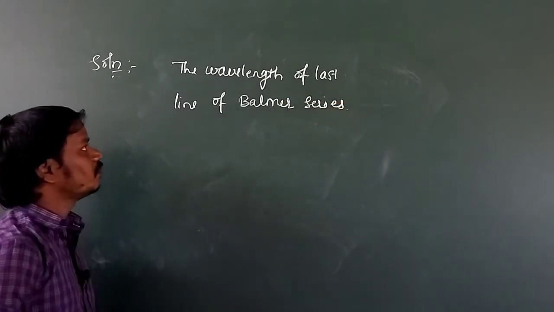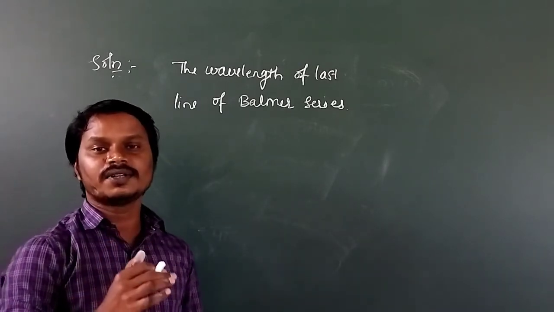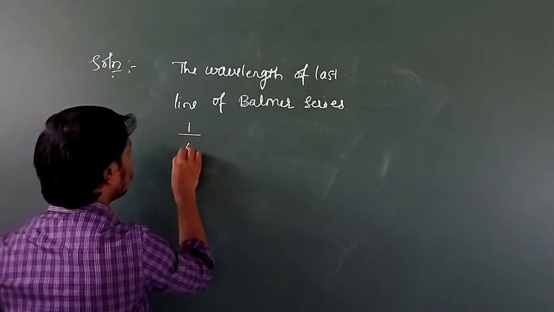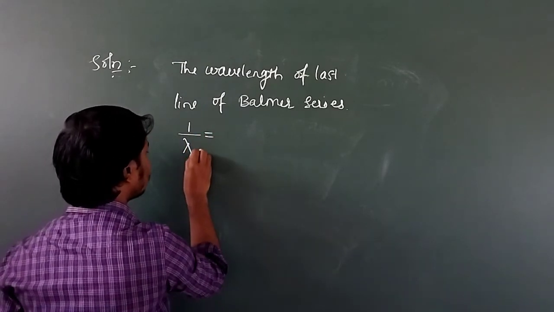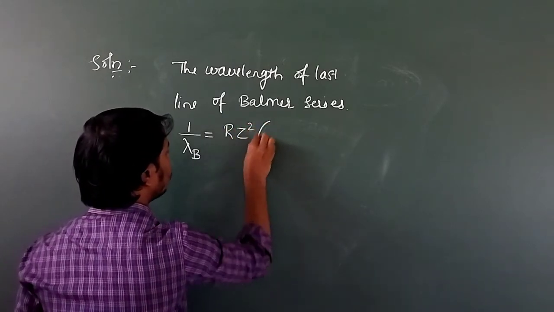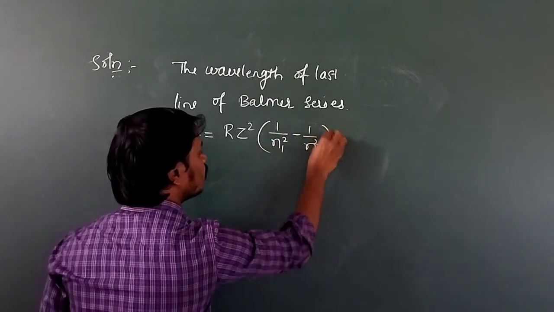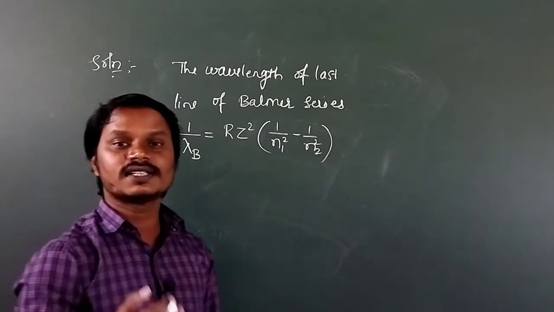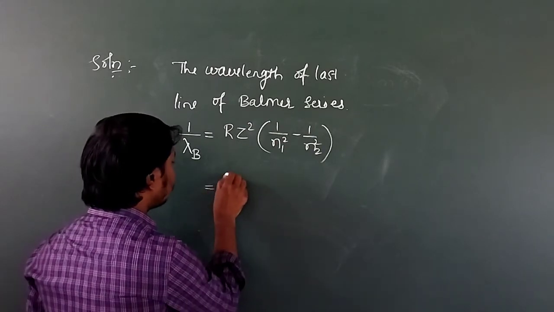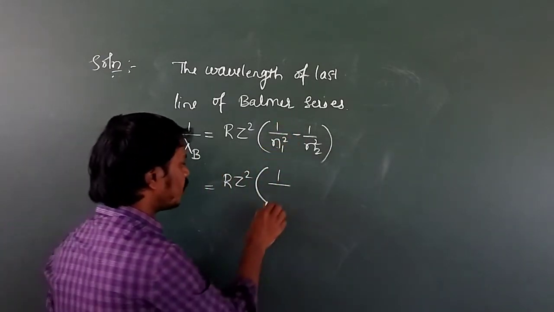Then how do we find the wavelength of the last line of the Balmer series? By using the formula 1 by lambda is equal to R Z square into 1 by n1 square minus 1 by n2 square. So 1 by lambda, this is for the Balmer series, R into Z square into 1 by n1 square minus 1 by n2 square. Which is the ground orbit in the Balmer series? That is the second orbit, because the Balmer series is given. Then I will write R into Z square, then 1 by n1 square means 2 square, 2 square is 4.